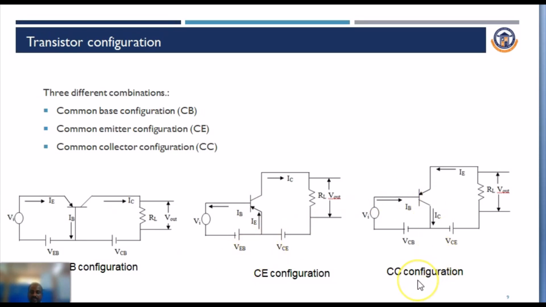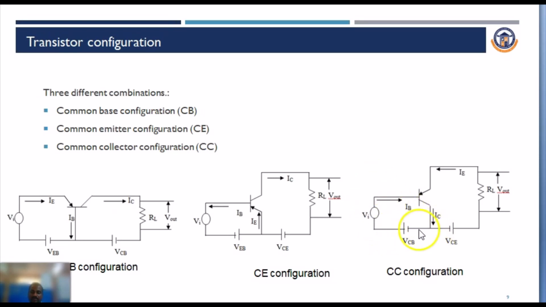Next is the CC configuration. For the CC configuration, that is the common collector configuration, the collector terminal is common for both input as well as output terminals. Here the input is the base terminal, the input current is IB, whereas the output current is IE, and the collector current is IC. That is, this terminal is common for both the input as well as the output.